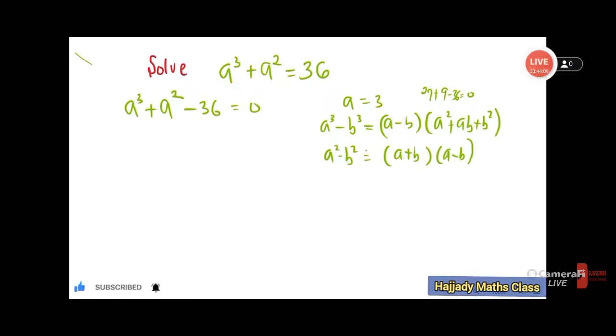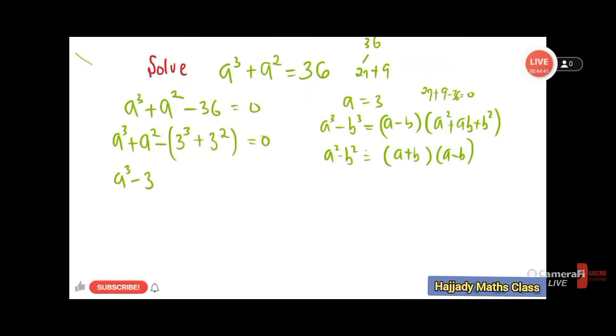Solving this forward, a raised to power 3 plus a raised to power 2 minus 36 is the same thing as saying we have 27 and 9. So this shows that this can be expressed in the form of 3 raised to power 3 plus 3 raised to power 2. So from here, this can be simplified further as a raised to power 3 minus 3 raised to power 3 plus a raised to power 2 minus 3 raised to power 2 equals 0. Now, with this, a raised to power 3 minus 3 raised to power 3, we can use the rule of a cube minus b cube.